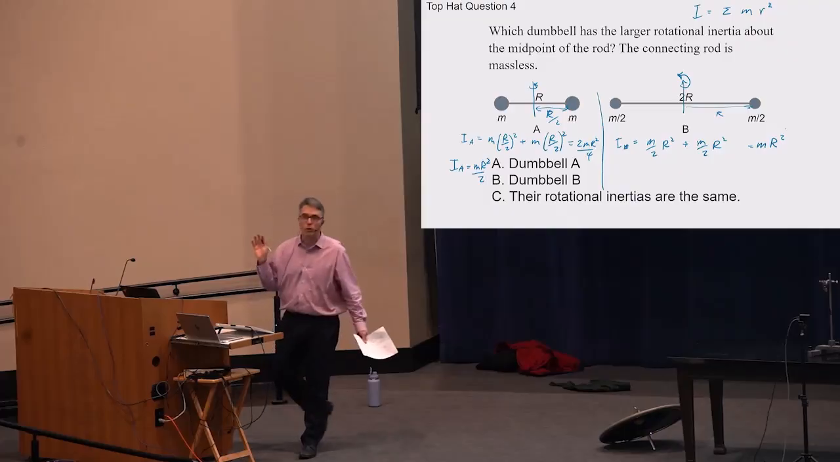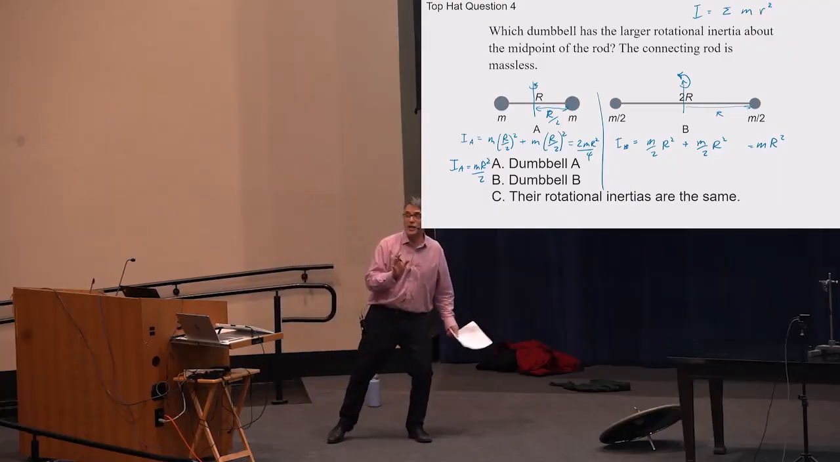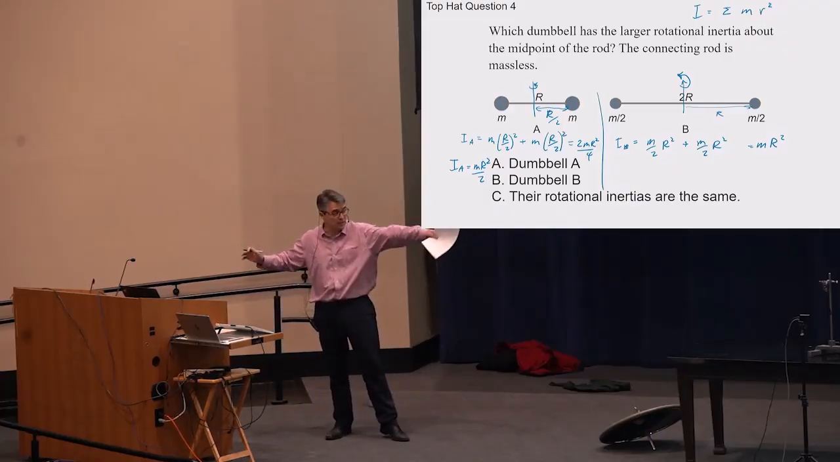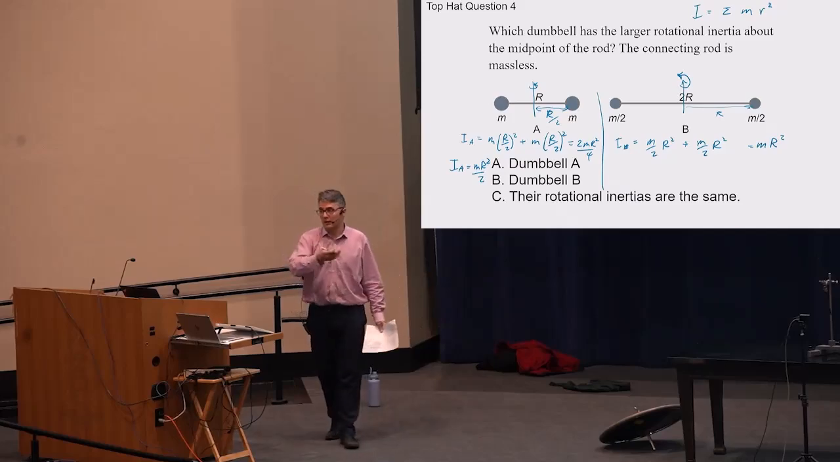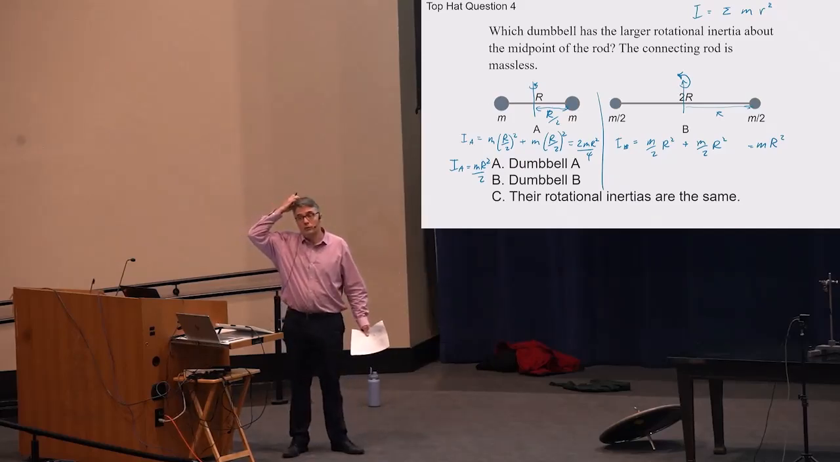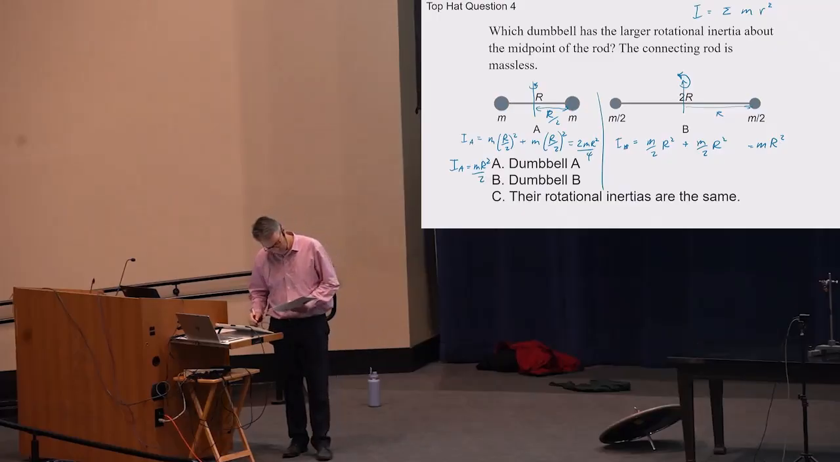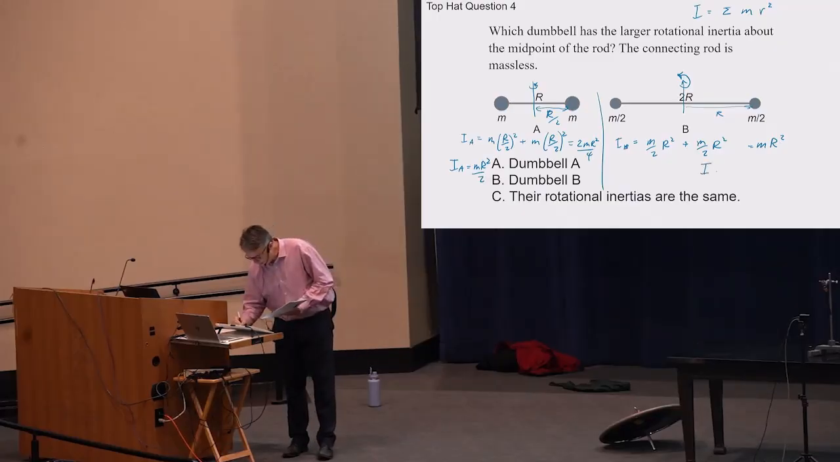So what matters more than the mass actually is the distance from the mass. When we change the distance of these masses, if you double it, you increase the rotational inertia by a factor of 4. So I would say here IB is greater than IA.